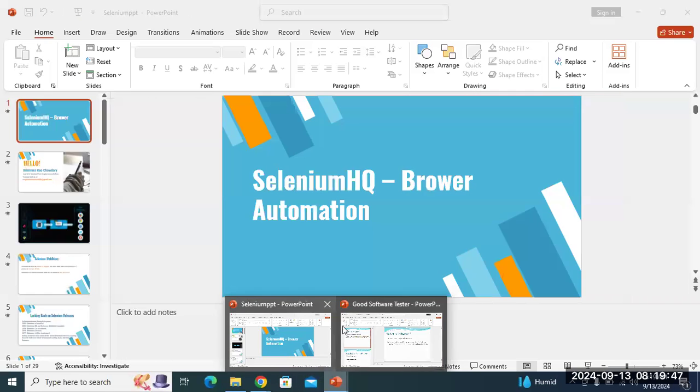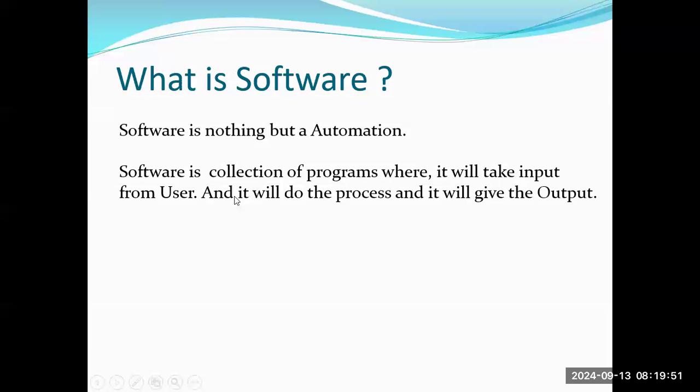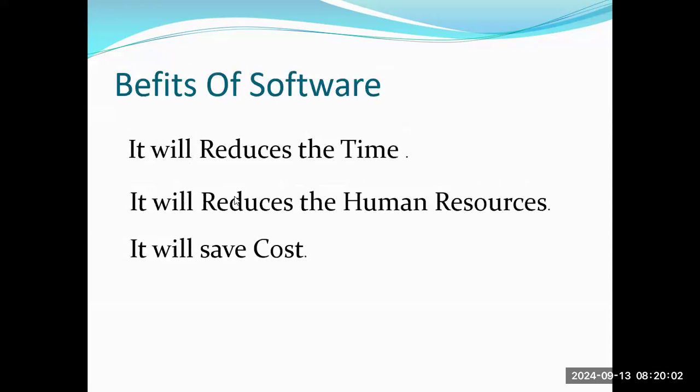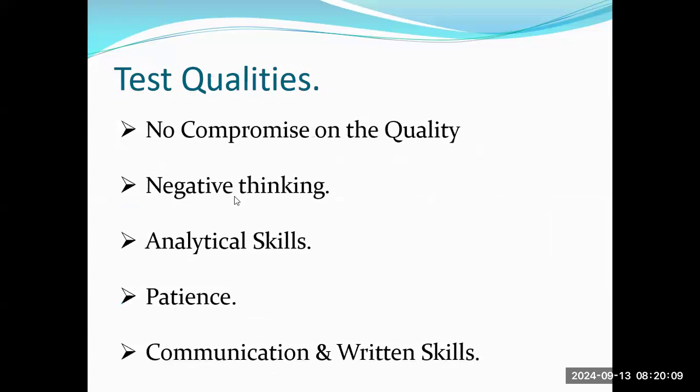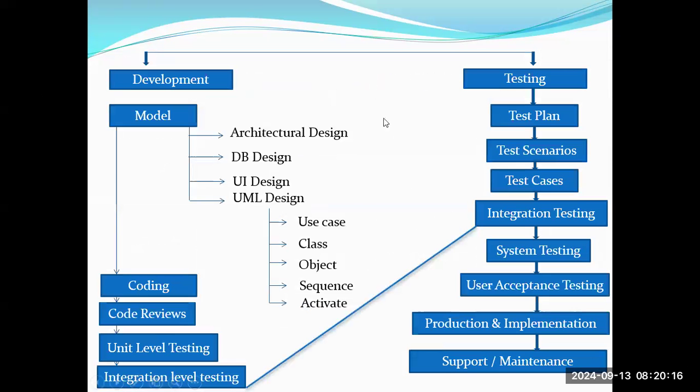What will the development team do? The developer will start going through the designs. After the designs, what will he do? Code review. What is the code review? A senior person will review the code. After the code review, they will go with unit level testing, or component testing. After that, they will go with integration testing, right? So all this will be done by whom? Your development team.